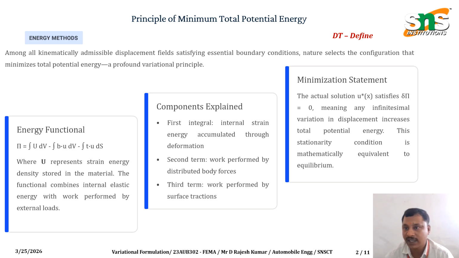And the third term, that is t times u dS, is nothing but the negative work done by surface traction. t represents surface traction, that is force per unit area applied on the surface of the body. dS means integrating over the surface area. Therefore, putting it together, the potential energy Pi is equal to internal energy minus external work done.